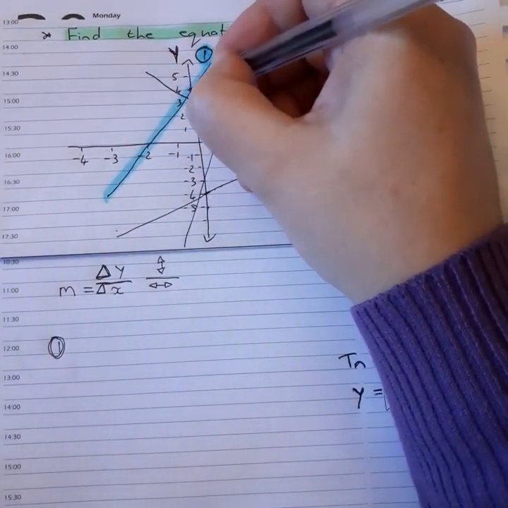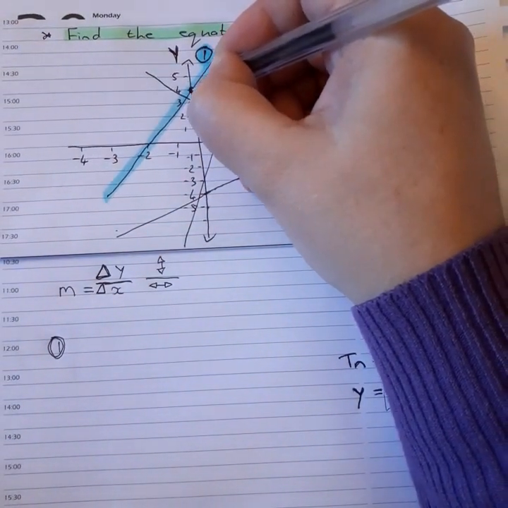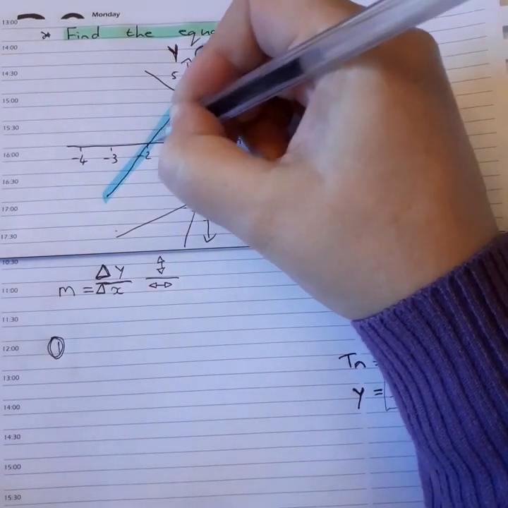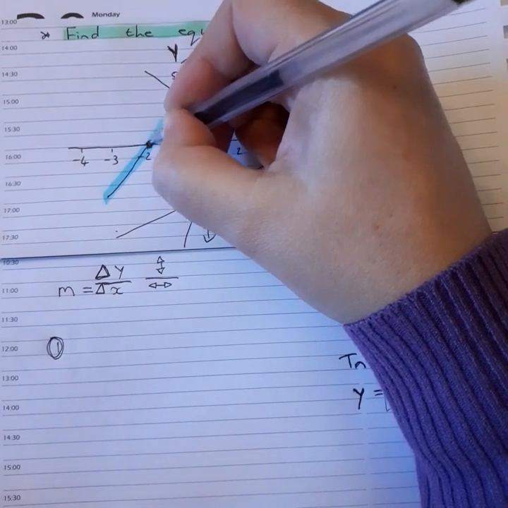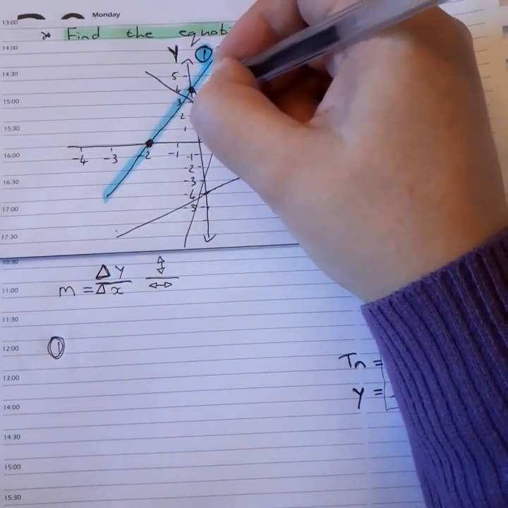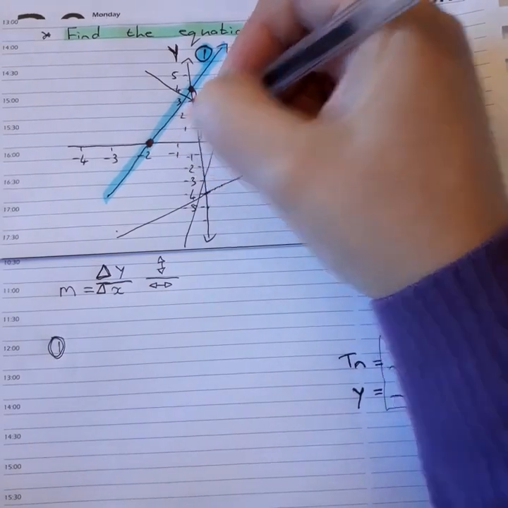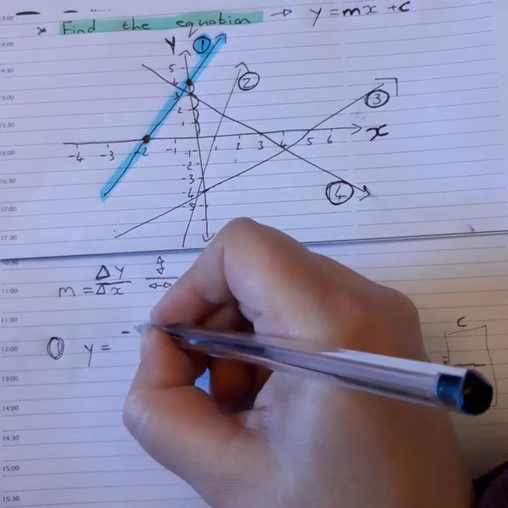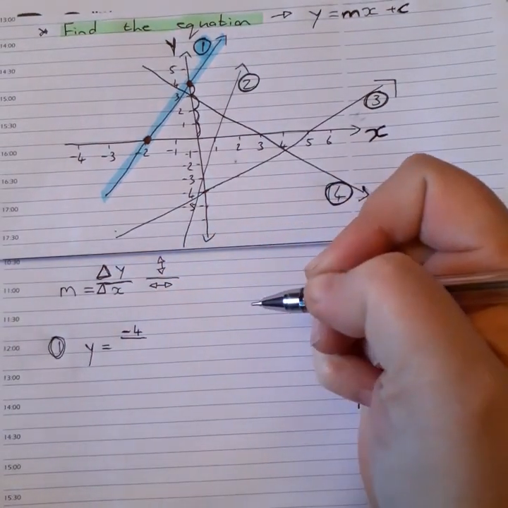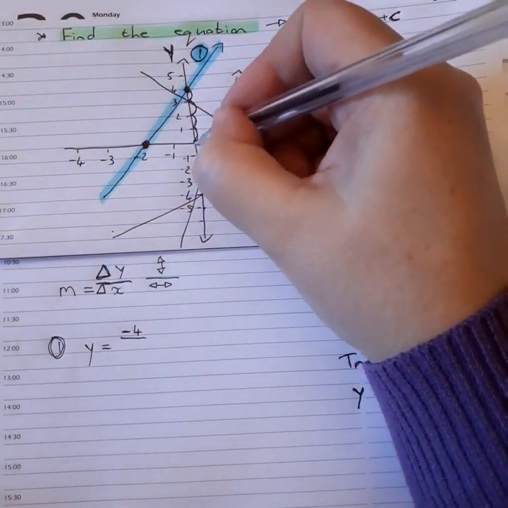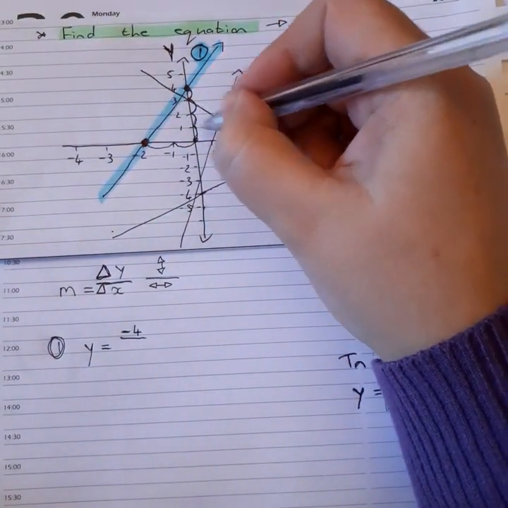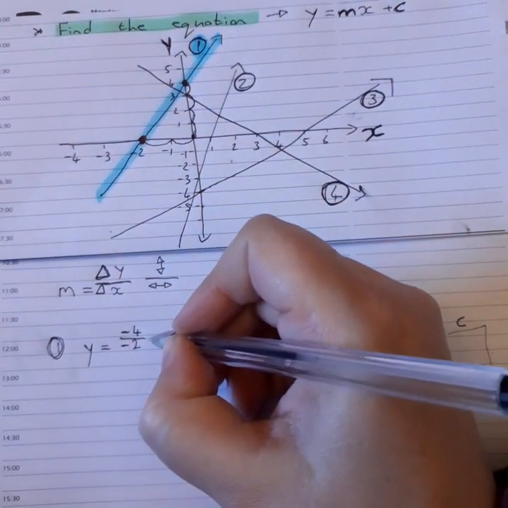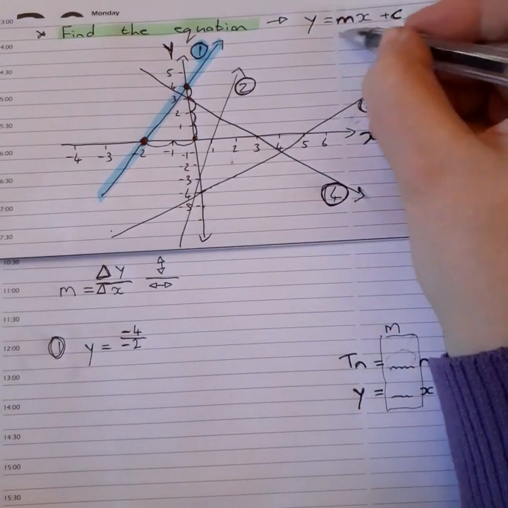It goes through 4. So from 4, 1, 2, 3, 4. So we're counting from where it cuts the x-axis to where it cuts the y-axis. So this is 1, 2, 3, 4. So we went down. So it's minus. Now from here, we go 1, 2. We went left, so it's minus. Okay, then that was the m.